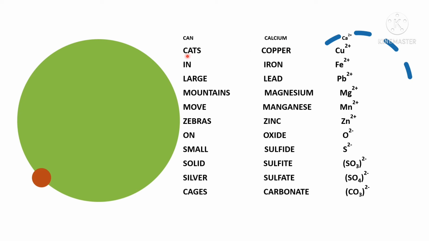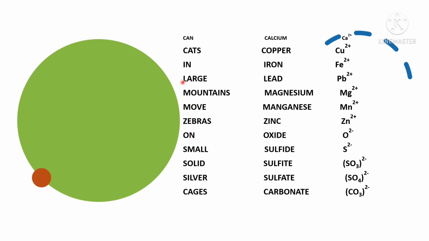The next word is cats. It begins with the letter C. The element representing it is copper. Its symbol is Cu2 plus. The next word is in. It begins with the letter I. It represents the element iron, whose symbol is Fe2 plus.